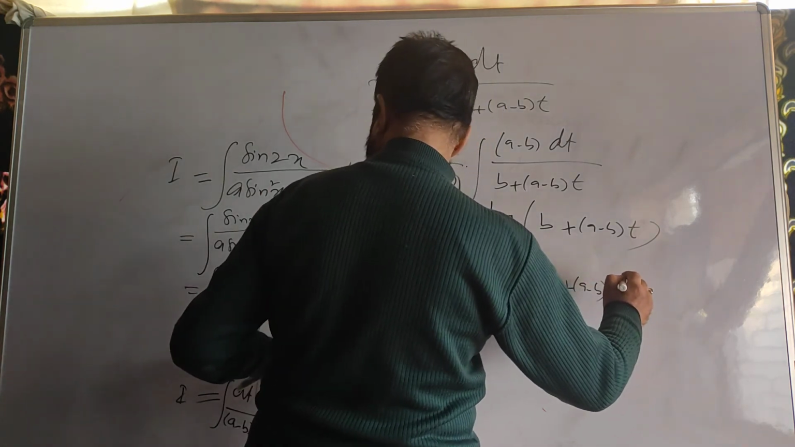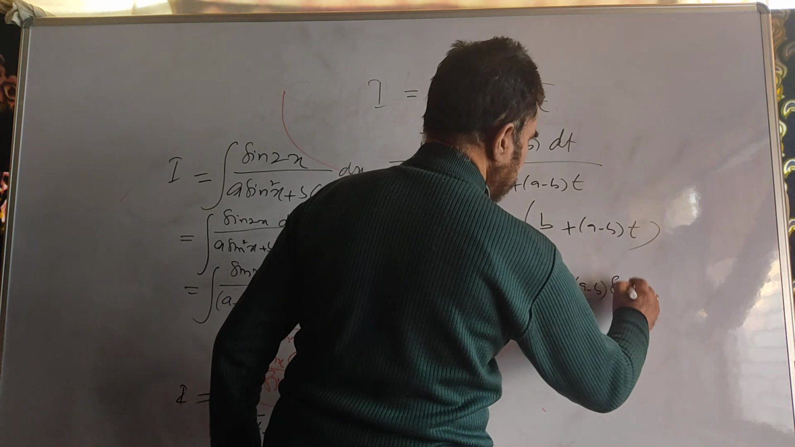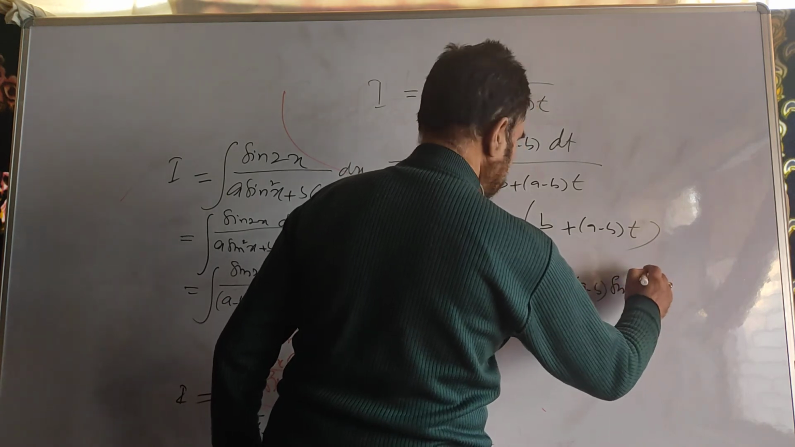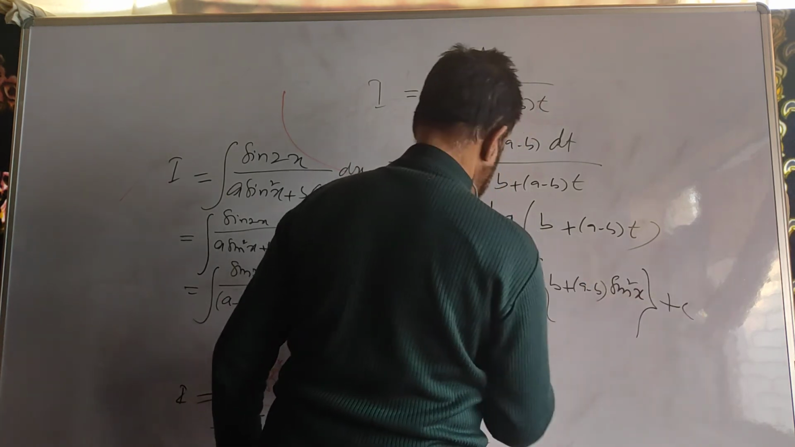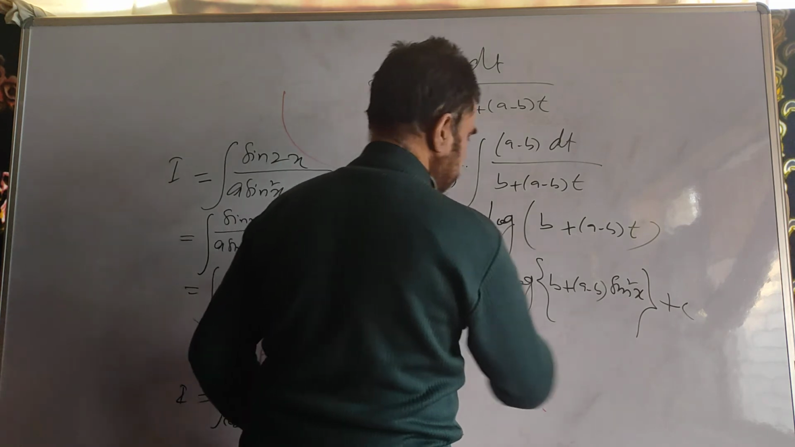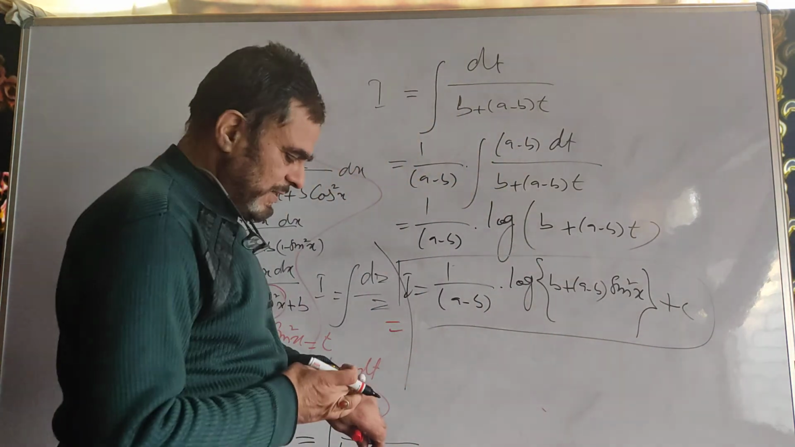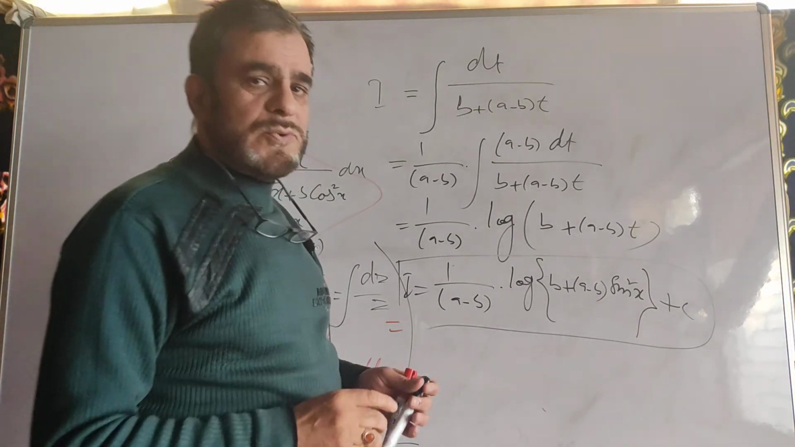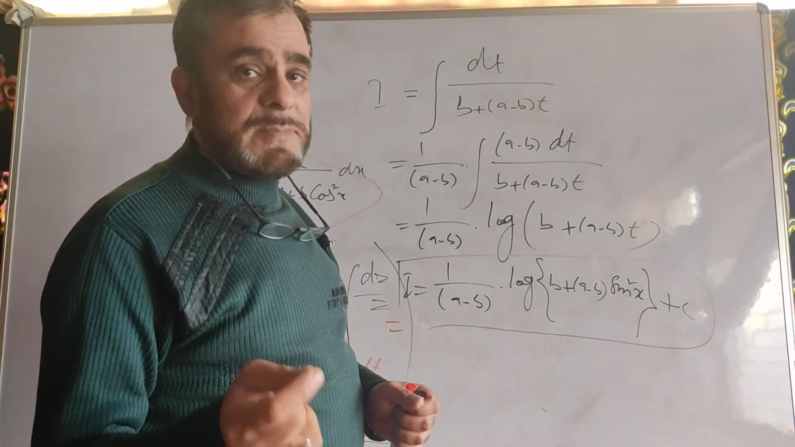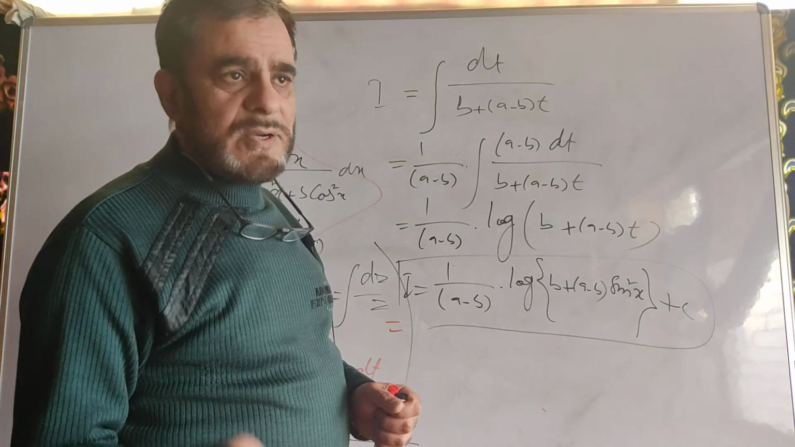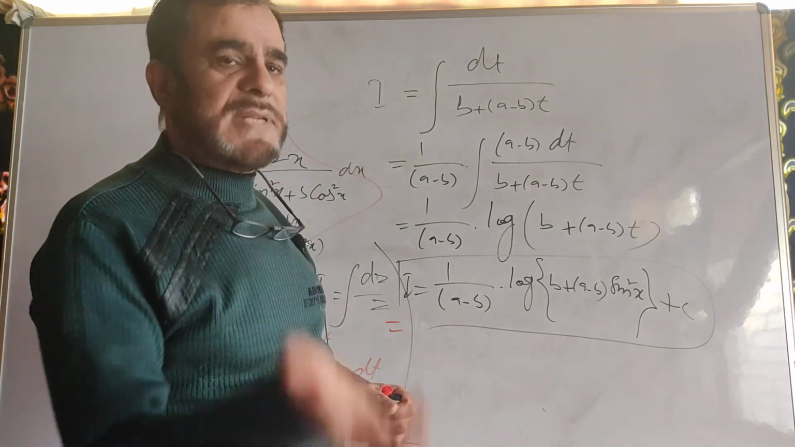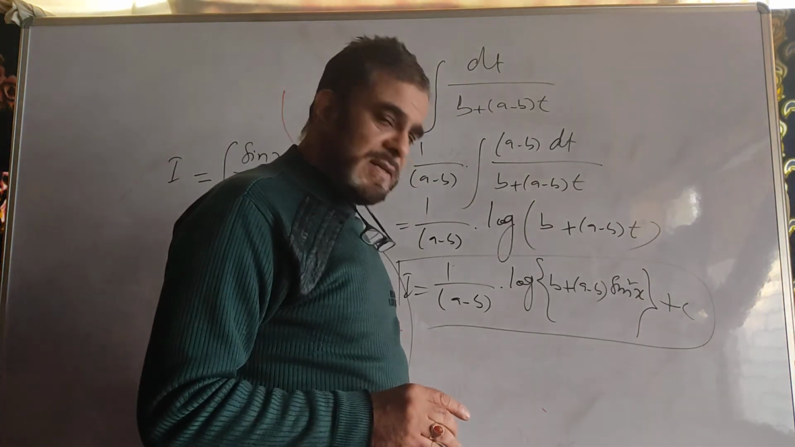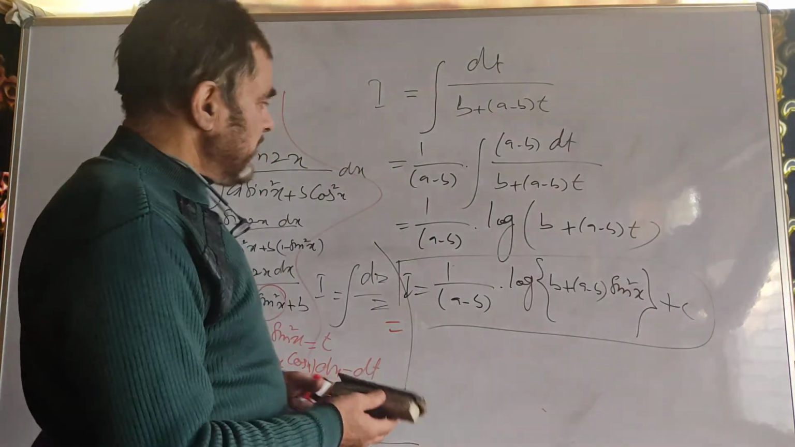So it is 1 by a minus b into log of b plus a minus bt plus c. This is the solution of this integrand in short form. Clear? This is how we use the concept of substitution. You can use the concept of substitution again and again, as in the problems you did in the previous lectures.